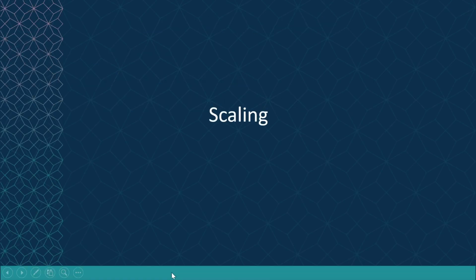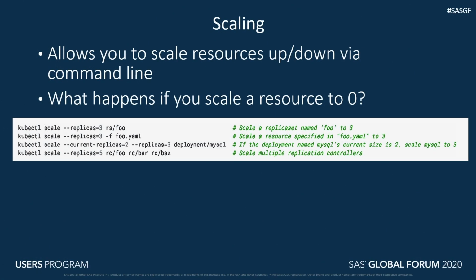So let's talk about scaling first. Scaling allows you to scale resources up or down via the command line. For example, I can say kubectl scale --replicas=3 rs/foo, to scale the replica set named foo. Note the rs abbreviation in front of foo. Or I can scale a resource specified in a particular YAML file to a certain number of replicas. Or, in the third example, if the deployment named mysql's current size is 2, scale it to 3.